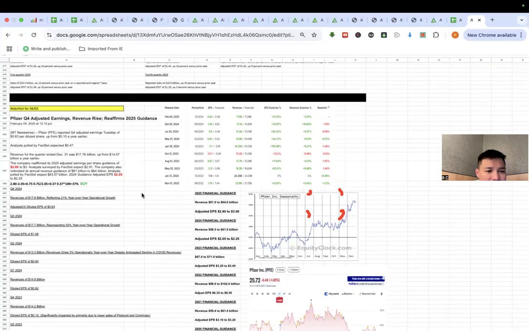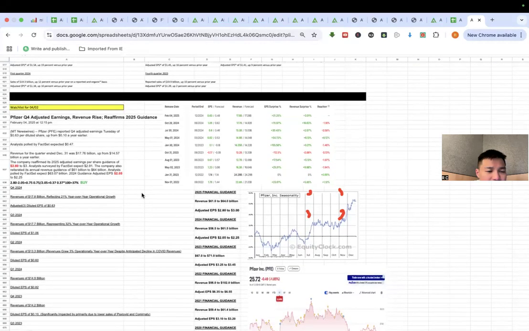Let's look at Pfizer. Pfizer is not, let me look. It's a buy, 37%. Thank you for highlighting it. 2.8 minus 2.05.